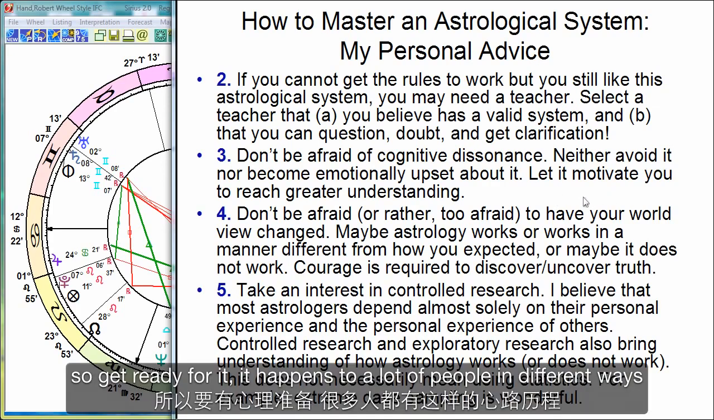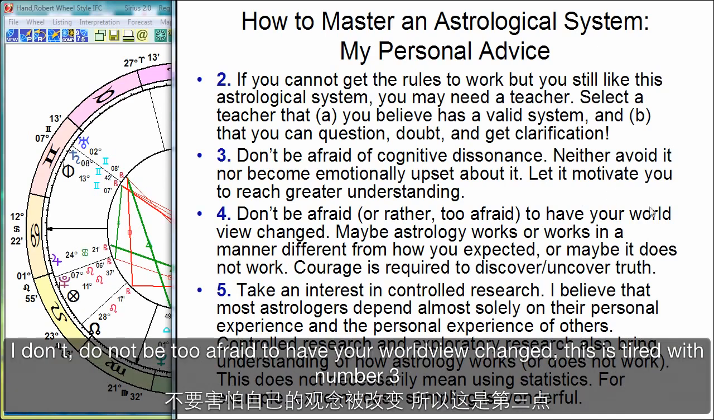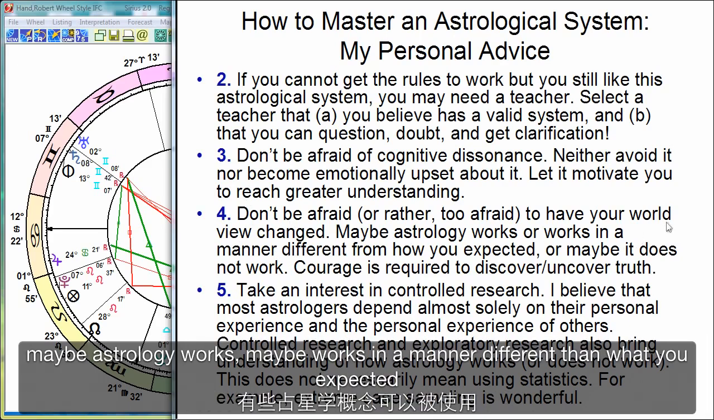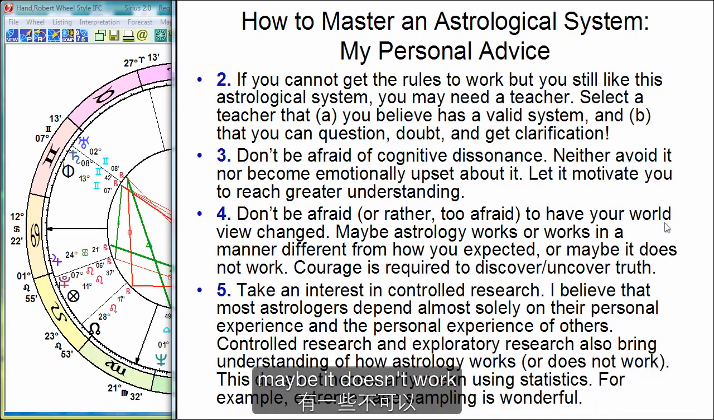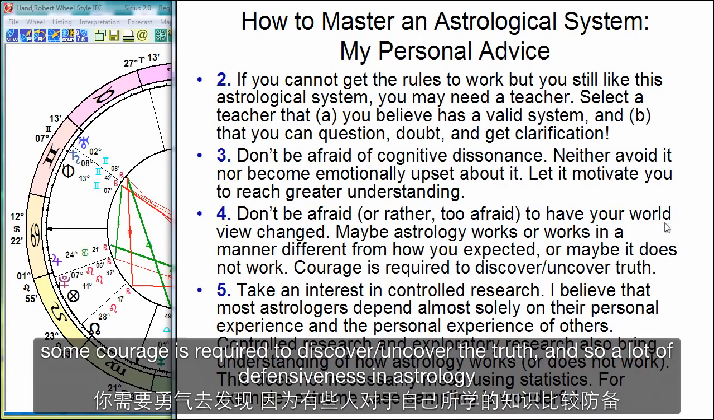So get ready for it. It happens to a lot of people in different ways. Don't be too afraid to have your worldview change. This is tied in with number 3. Maybe astrology works. Maybe it works in a manner that's different than what you expected. Maybe it doesn't work. So, there's some courage required to uncover the truth.